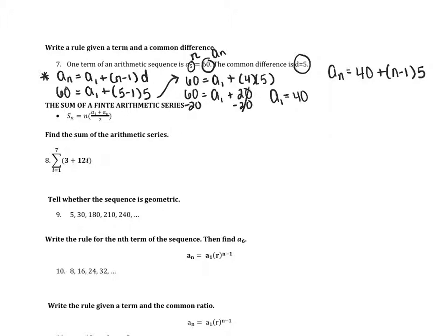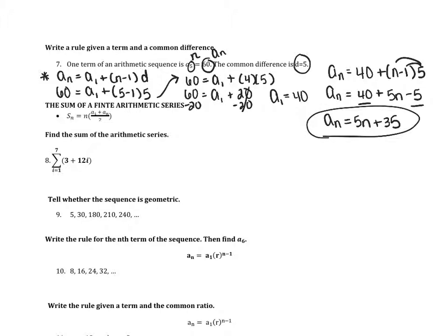So you really need to simplify this so it looks more like y equals mx plus b. And so what you want to do is distribute the 5. An is equal to 40 plus 5n minus 5. Combine your like terms of 40 and negative 5. An is equal to 5n plus 35. And that is your final answer. You wrote the rule when only given a sub 5 equaling 60 and knowing that the difference was 5.